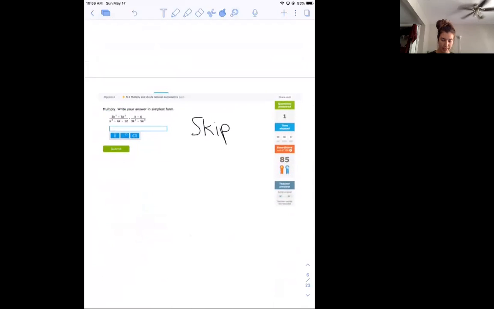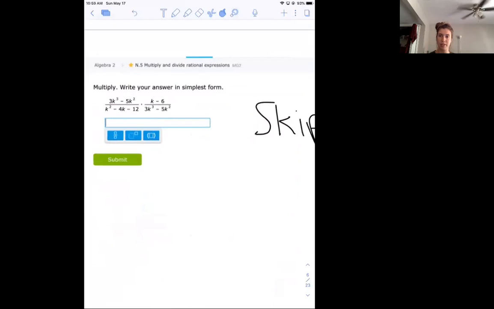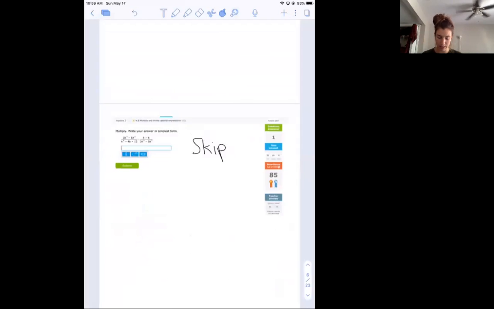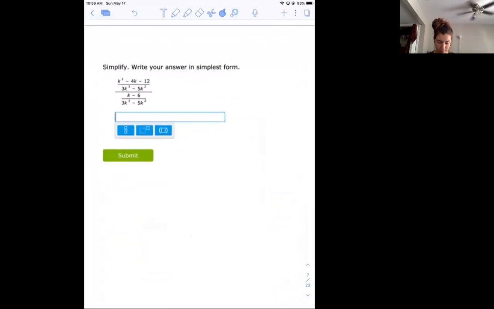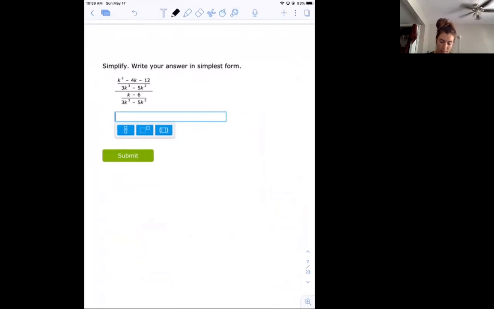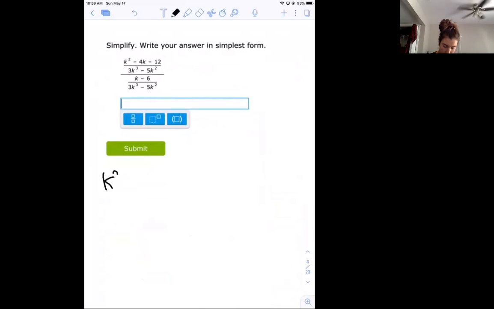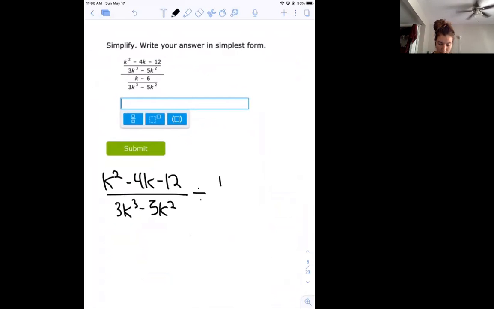Okay, this one's the same exact thing again. You would just factor it and then terms will cancel each other off. So I'm just going to skip that one. Okay, this one looks a little more complicated. It's pretty much the same thing. I'm going to rewrite it into a nicer form to look at. So I have k squared minus 4k minus 12 over 3k cubed. Okay, and then I'm going to write it this way, divided by k minus 6 over.